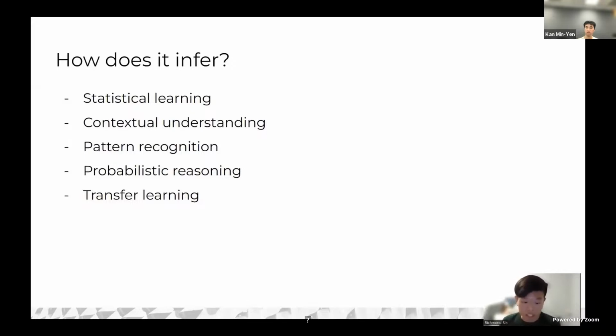For probabilistic reasoning, large language models operate on probabilities, and when faced with multiple potential interpretations or responses, they choose the most likely one based on patterns in the data. This probabilistic reasoning allows the model to handle uncertainty and make educated guesses when faced with ambiguous queries. And lastly, for transfer learning, the model's ability to make inferences about unknown data is transferred. It leverages the knowledge gained during pre-training and applies it to new, unseen tasks or problems. The model can generalize from its training data to understand and respond to a variety of queries, even ones it has not specifically encountered.